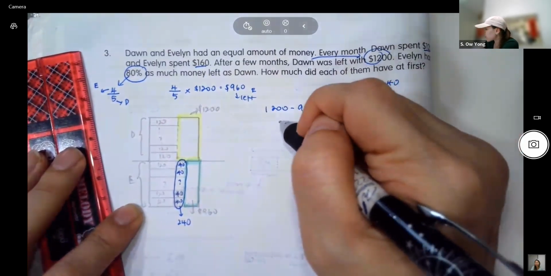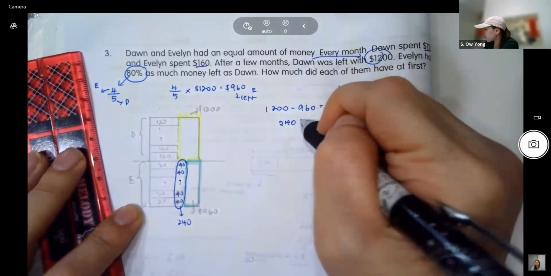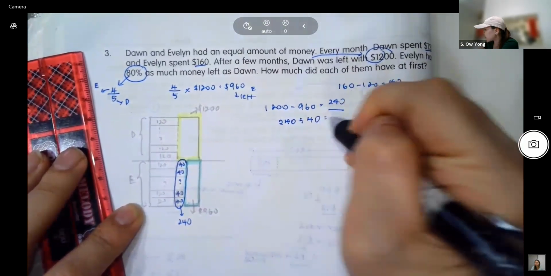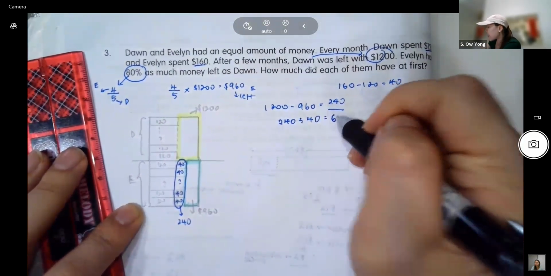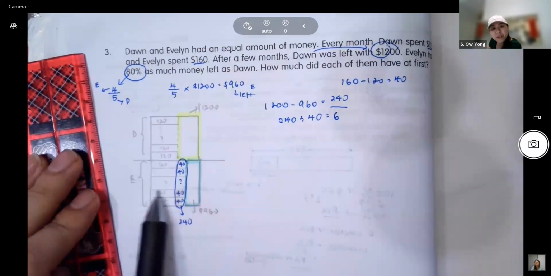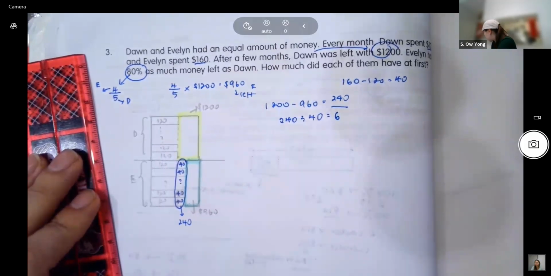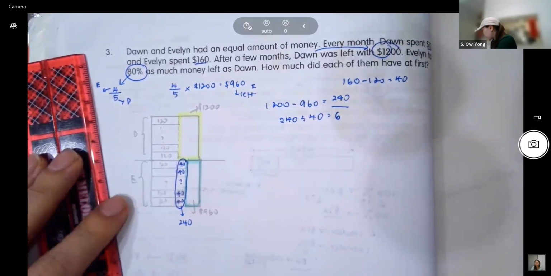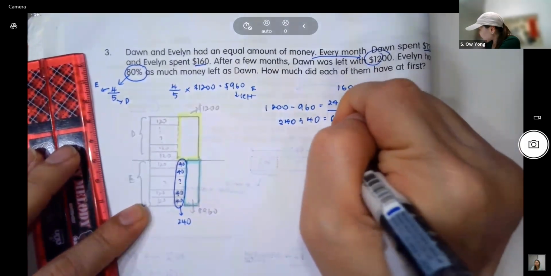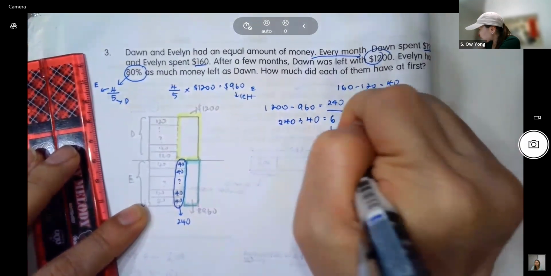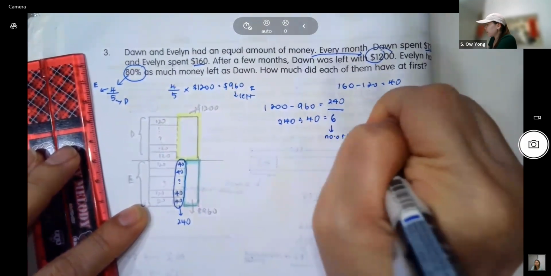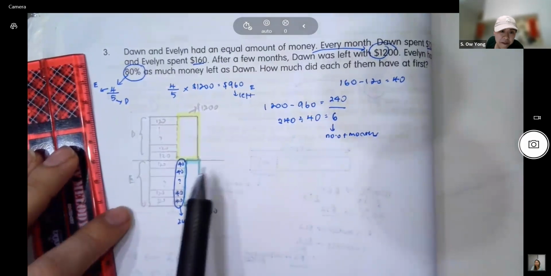So yes, you are right. You take 240, divide by 40 to get 6. Meaning I have 6 groups of this, really 6 months. After 6 months, I got 6 groups of this. Can? This 6 means the number of months. Now they ask you, how much money do they have at first?